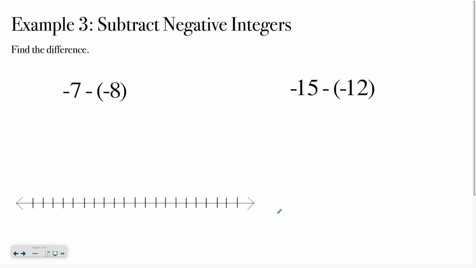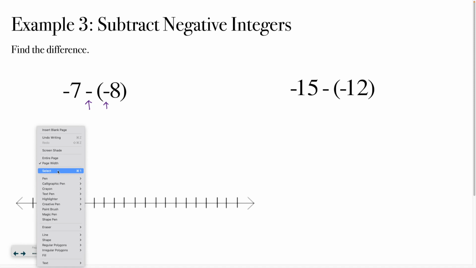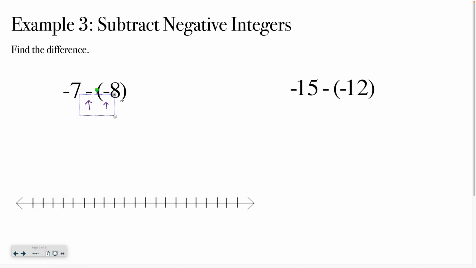Find the difference. So remember, difference is another word for subtraction. And looking at that first problem over on the left, I see I have -7 minus a -8. This is something that is a little bit different than the last couple of problems we've done. And the reason it's different is, notice I have a minus and then I have another minus. When this happens, this is actually a special kind of math rule.